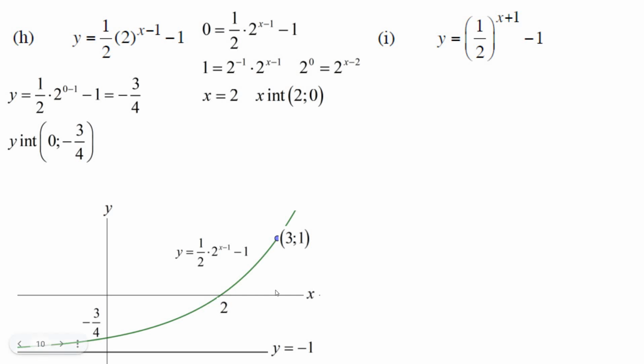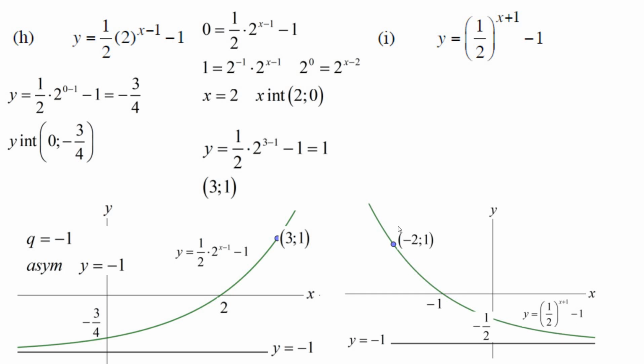x is 2. I picked another number like 3 and just put it in. y equals 1. That's the horizontal asymptote. And I just pick another number like 3 and put it into the formula, and I get 1 out for y. Okay, that's what I did. I put 3 in there. I got 3 squared is 4. 4 divided by 2 is 2. 2 minus 1 is 1. Well, there's that one.